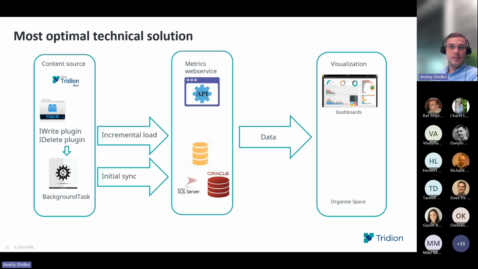Additionally, load is reduced by using a background task service that allows to synchronize data in parallel with current user activities on the system. It also reduces load on the Tridion Docs content manager database since required data is stored in a separate storage.